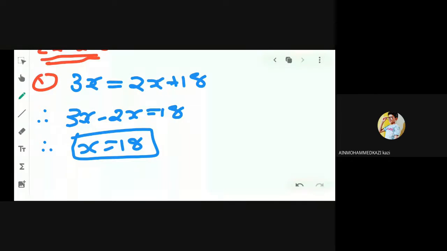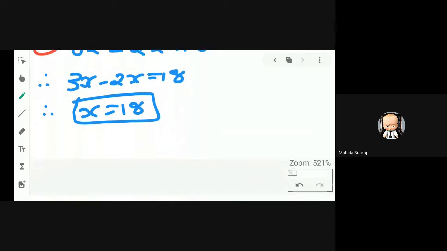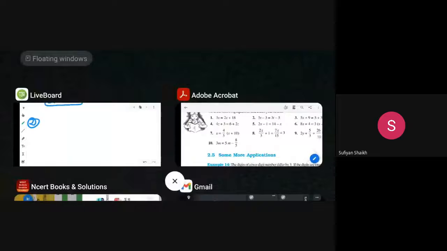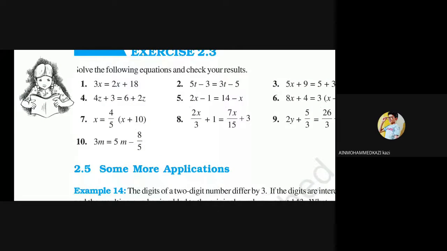Yes or no? Yes, sir. You can see then, sir, second question: 5t minus 3 and 3t minus 5. The question is 5t minus 3 is equal to 3t minus 5. So what we have to do? We are taking variable to the left side and number to the right side.